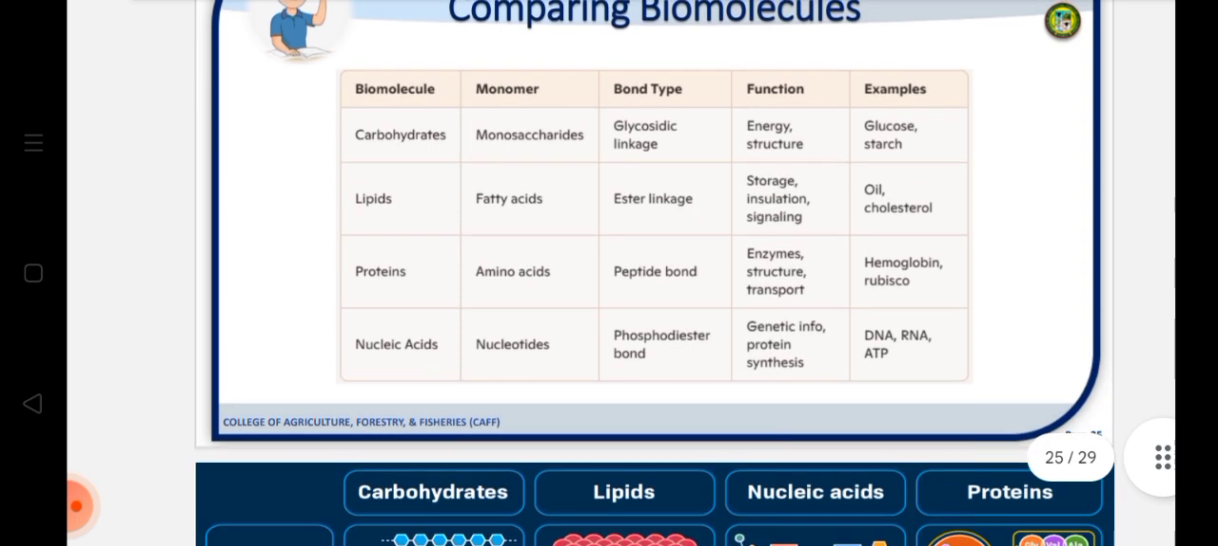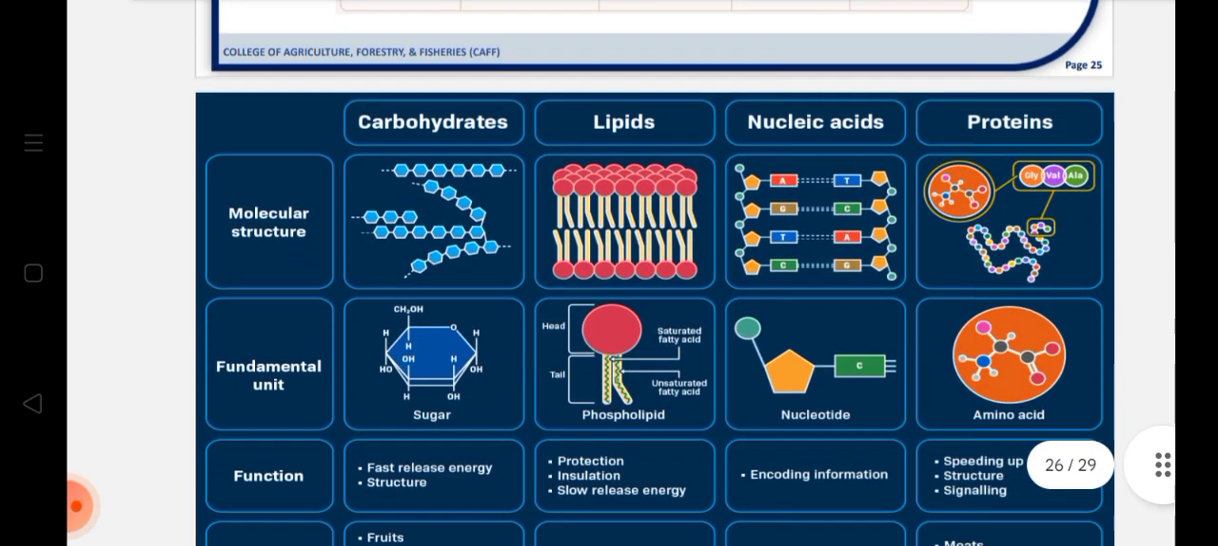Okay, then in terms of function, carbohydrates: energy source and structural support. For example, we have glucose and starch. Then the function of lipids, they serve as energy storage, insulation, and signaling. For example, we have oil and cholesterol. Then the function of proteins, they act as enzymes, transport, and structural roles. So for example, we have hemoglobin and rubisco. Then the function of nucleic acids includes genetic coding and protein synthesis. So we have examples like DNA, RNA, and ATP.